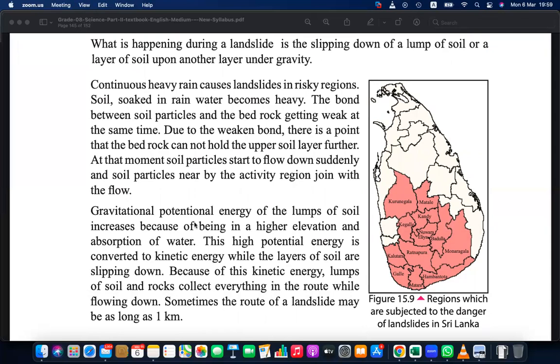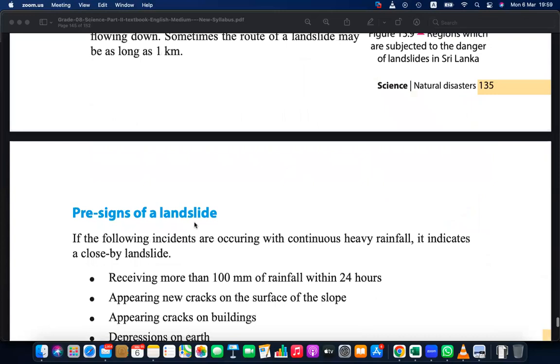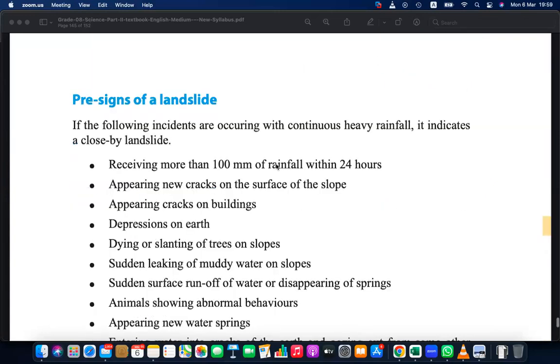If the soil has become loose, if it rains heavily, or if there is any change in the ground or spring water, or if there are visible differences in walls, like lines in the walls, and maybe earthquake-like tremors, you have to be careful. These are some signs. You can see here, receiving 100 millimeters or more rainfall within 24 hours.